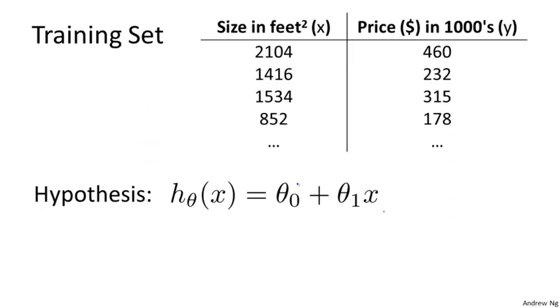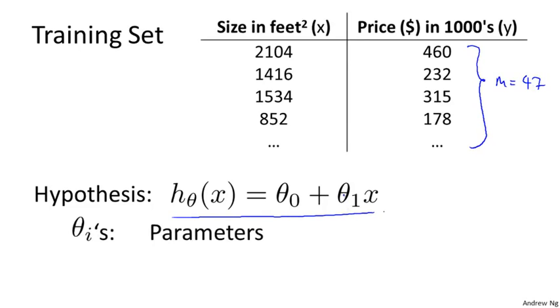In linear regression, we have a training set like that shown here. Remember our notation, m was the number of training examples, so maybe m equals 47. And the form of our hypothesis, which we use to make predictions, is this linear function. To introduce a little bit more terminology, these theta 0 and theta 1, these theta i's, are what are called the parameters of the model.